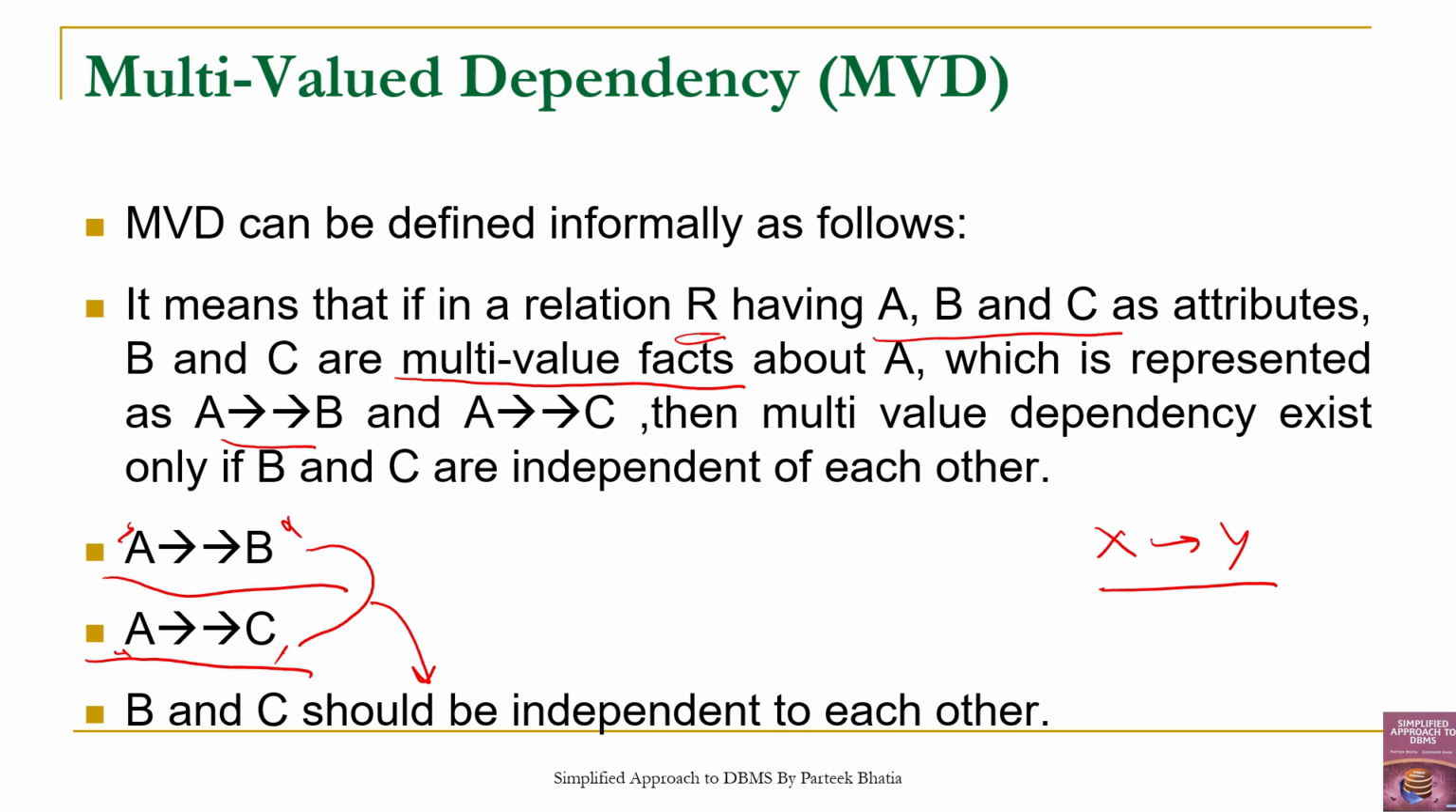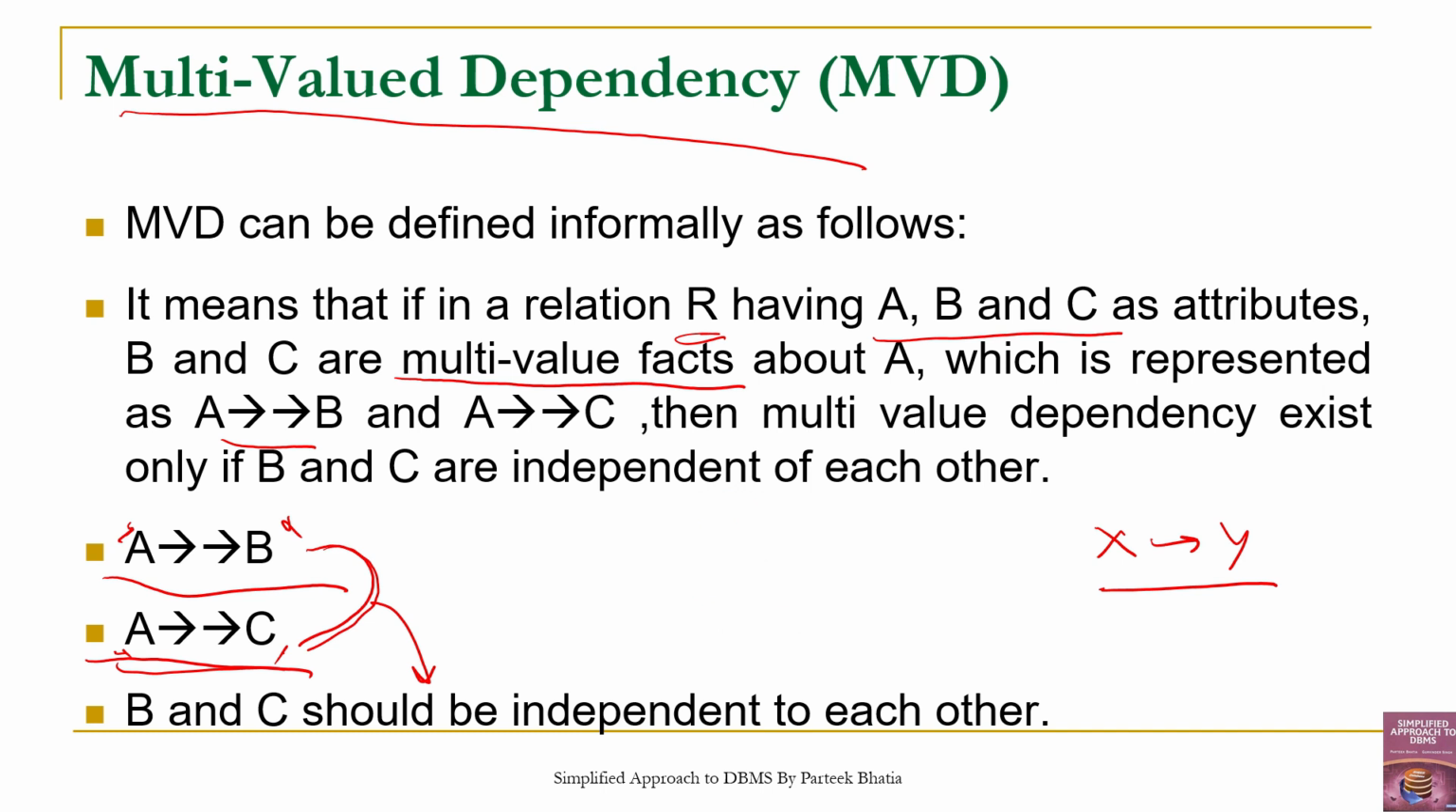So here we are talking about a situation where for a given column we have multiple values of another column. Let's suppose a table R having three attributes A, B and C, and for A we have multiple values of B, for A we have multiple values of C, and if B and C are independent of each other, then this situation is called a multi-value dependency.